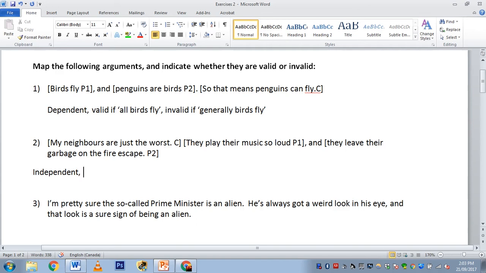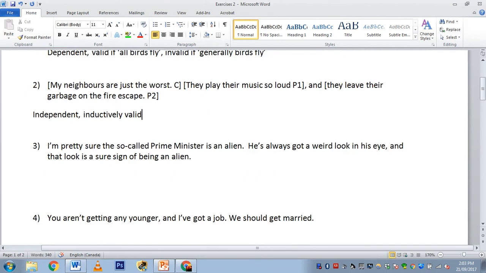So it's definitely not deductive, and it's a medium strength inductive argument at best. Nonetheless, it's an argument, and let's call it inductively valid. Okay? It's okay to call something inductively valid even if it's not that strong, so long as it's not totally invalid. All right. I'm pretty sure that the so-called prime minister is an alien. He's got this weird look in his eye, and that is a sure sign of being an alien.